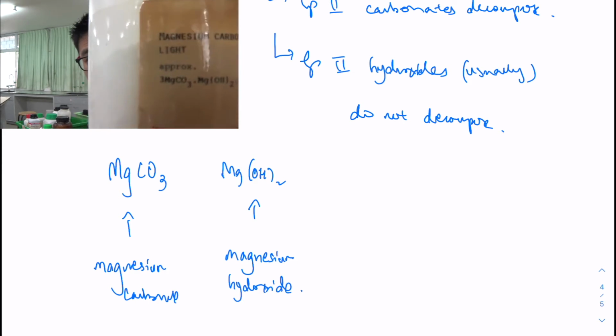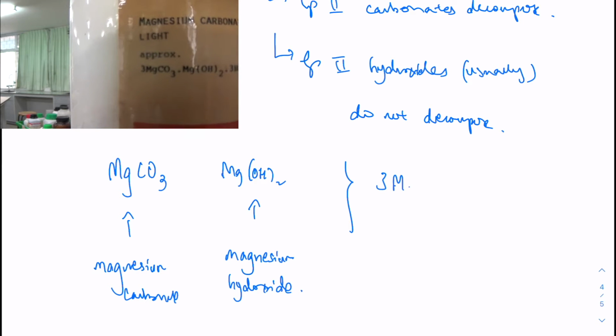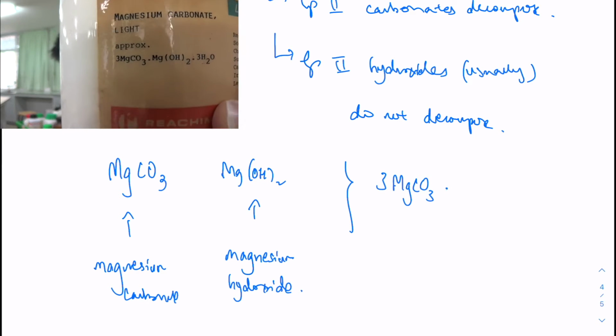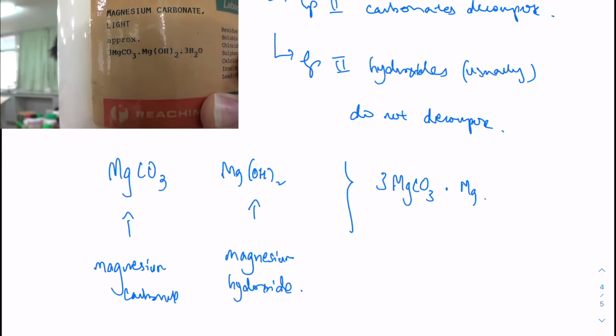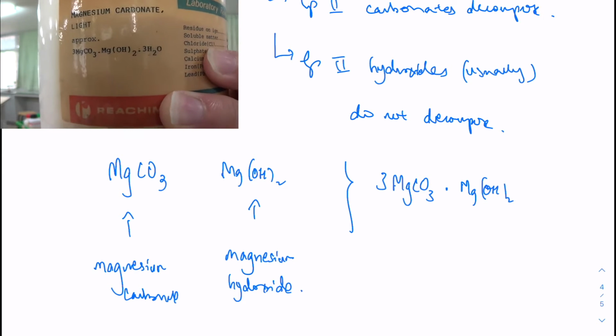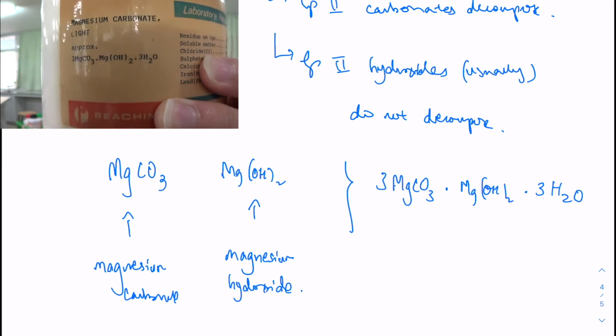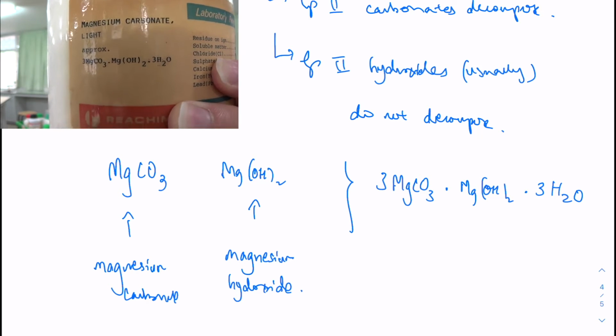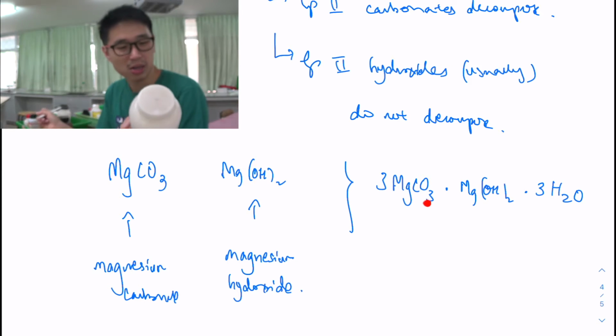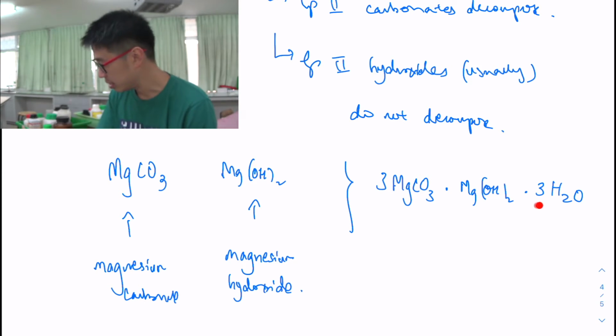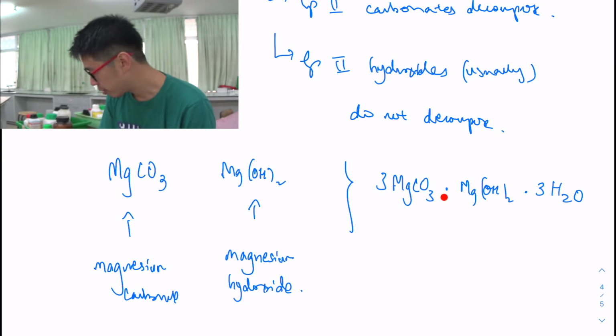When you mix them together, this is the ratio at which they are mixed together: 3 of the MgCO3, so 3 of it mixed with 1 Mg(OH)2, and you have water of crystallization, here 3H2O. So you have 3 of these, 1 of these, and 3 of these. This dot does not mean multiply.